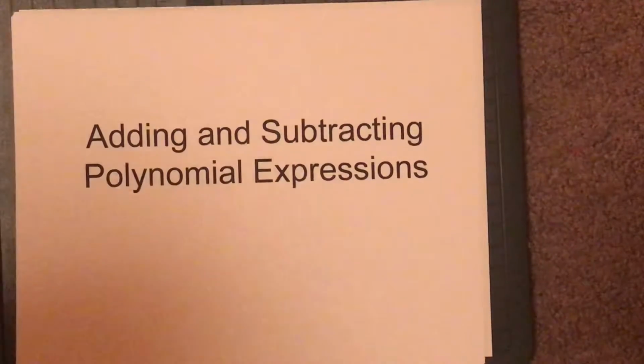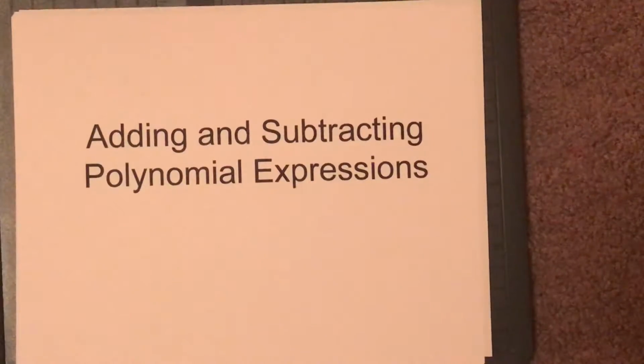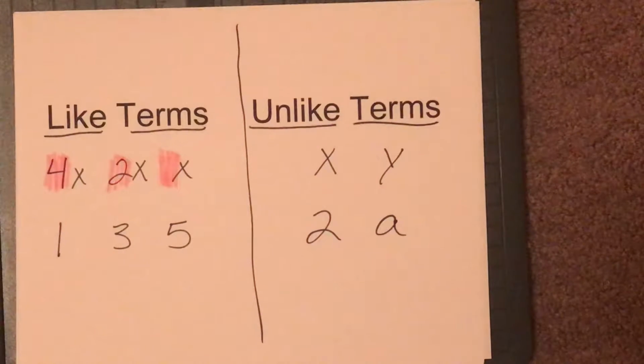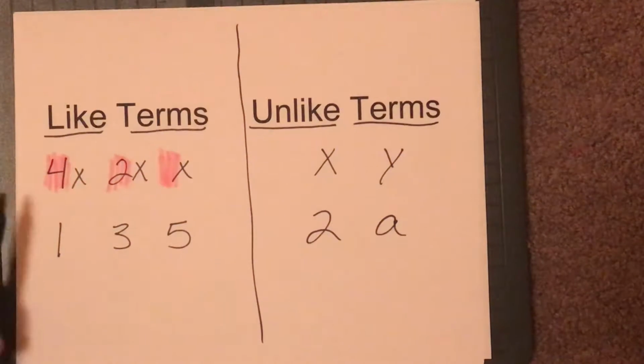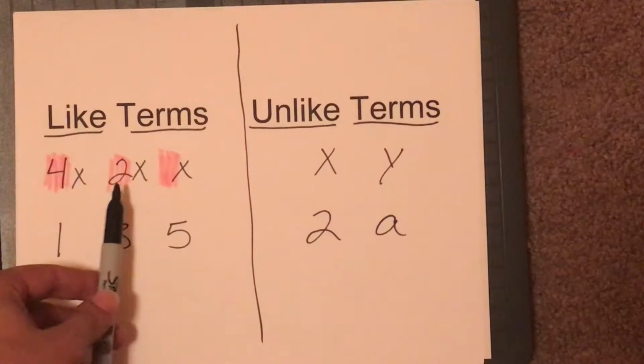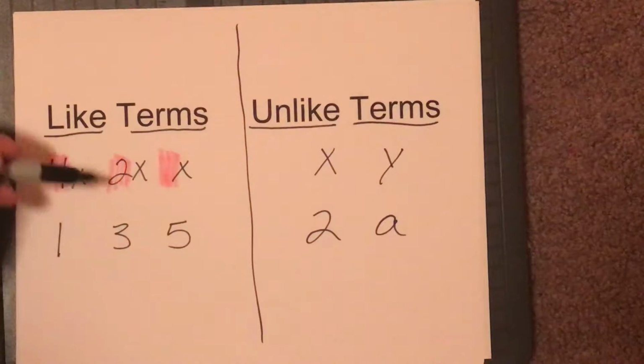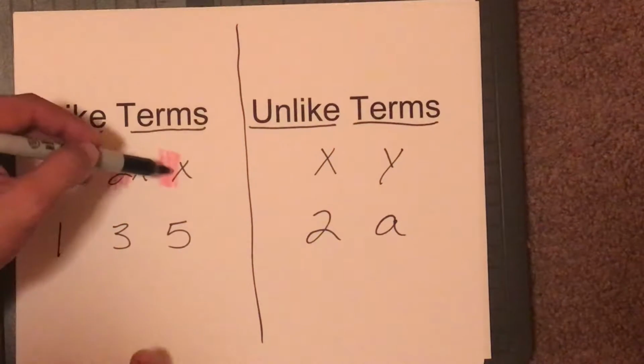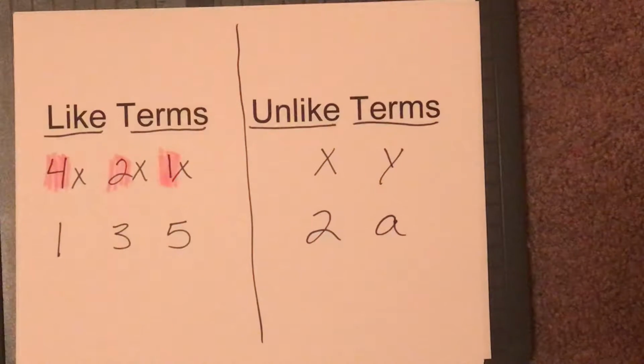Hello, and so today we're going to be learning how to add and subtract polynomial expressions. We'll start the lesson off with identifying like terms and unlike terms. For example, we have 4x with 2x and an x. Just a review to go over coefficients, this one is 4, this one is 2, and this one is 1. And constant numbers can also be like terms, 1, 3, and 5.